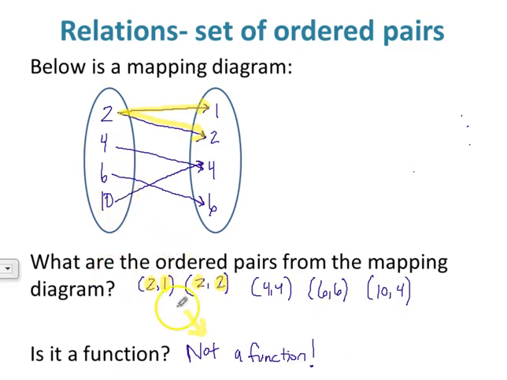So there are 2 different ways that you can tell if something is a function: look at the mapping diagram, or look at your ordered pairs and look for any repeating x values. If you do see any repeating x values, look to see if your y values or your outputs are 2 different numbers. If your input is linked with 2 different outputs, you know it's not a function. I'm going to go on to the next slide, so if you need more time, go ahead and click pause.